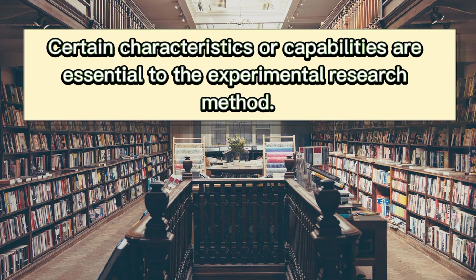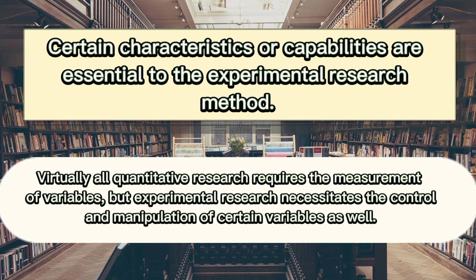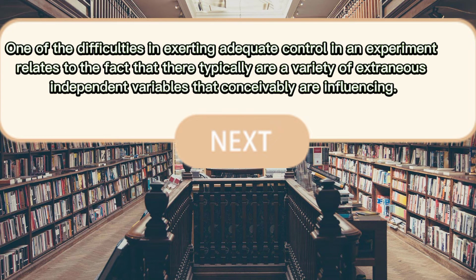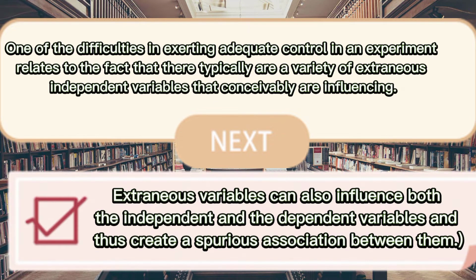Certain characteristics or capabilities are essential to the experimental method. Virtually all quantitative research requires the measurement of variables, but experimental research necessitates the control and manipulation of certain variables as well. One of the difficulties in exerting adequate control in an experiment relates to the fact that there typically are a variety of extraneous independent variables that conceivably are influencing the results. Extraneous variables can also influence both the independent and the dependent variables, and thus create a spurious association between them.